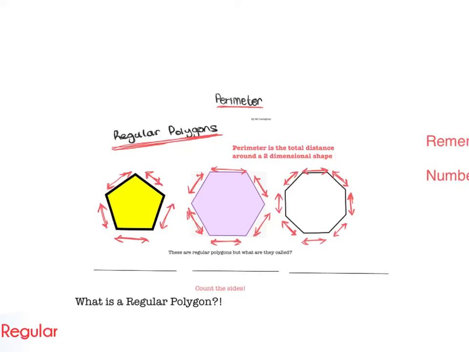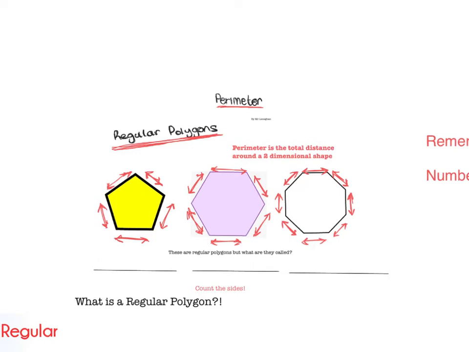Good morning, folks. So today we're going to be doing all about perimeter, and with a wee focus on regular polygons at the start of this lesson. So perimeter is the total distance around a two-dimensional shape. Okay, so it's all the way around the outside. If you can imagine a wee fence around a shape, how long would it take to walk around that fence?